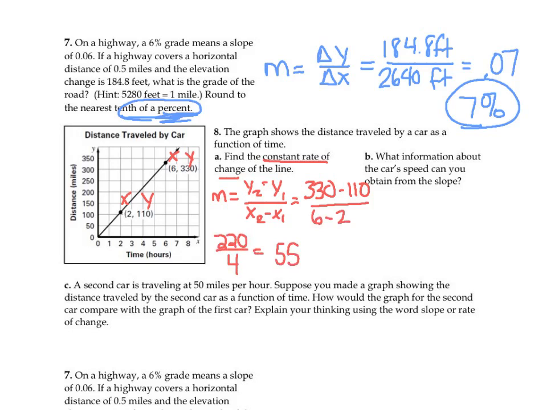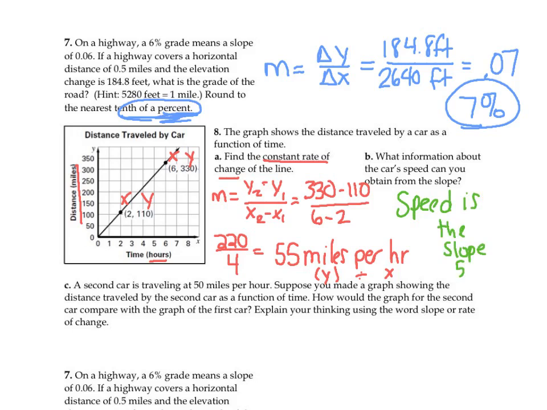And remember, our y number is distance, and in this case it's in miles. So I'm going to say miles per, and per means to divide. So this is my y divided by my x word, which is hours. So I have miles per hour. What information about the car's speed can you obtain from the slope? Well, I know that a car's speed is measured in miles per hour. So the speed is the slope, which is 55 miles per hour.